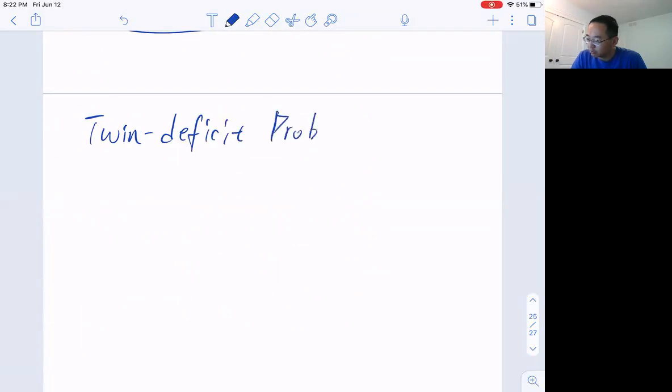Okay, the twin deficit problem says that actually, your budget deficit causes your trade deficit in part. Not entirely, but in part. So the process goes as follows. When we have a bigger and bigger budget deficit, that means our government needs to borrow more and more money. Then oftentimes the only way we can attract more money to borrow is to increase the interest rate that we give on our bonds.